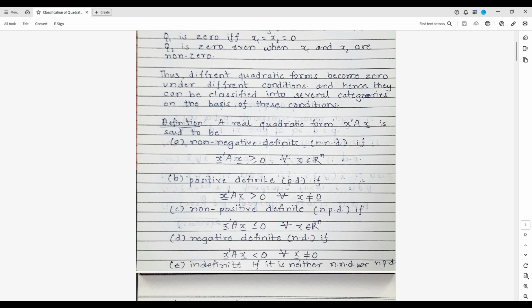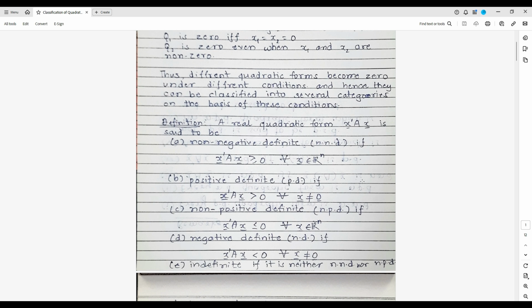Now let us move to the positive definite. So a given quadratic form is positive definite if x prime Ax is greater than 0 for every x not equal to 0. Because when x is equal to 0, every quadratic form is going to be 0. So let us consider a stricter condition. Now here, the quadratic form is strictly greater than 0. So the quadratic form is a positive real number for every vector x which is not equal to 0.